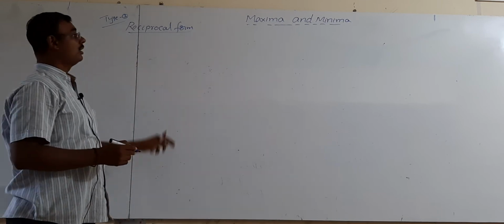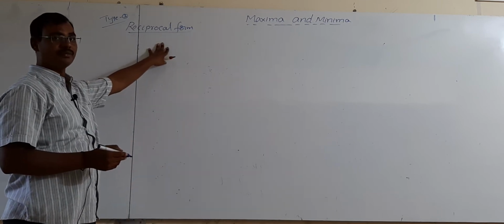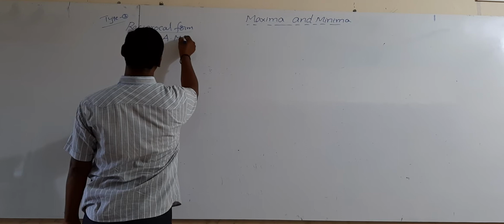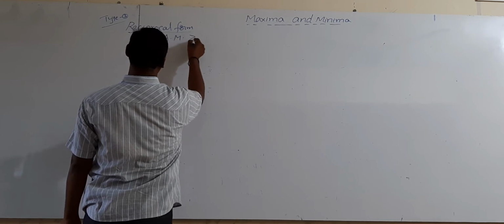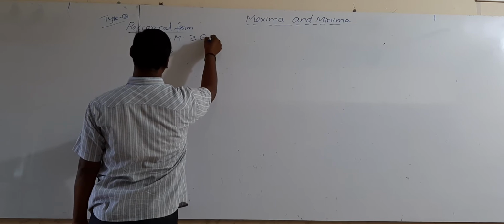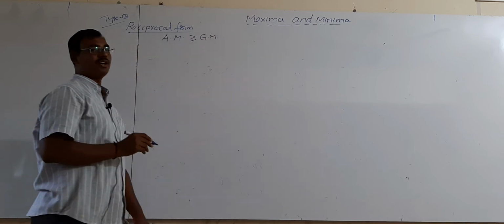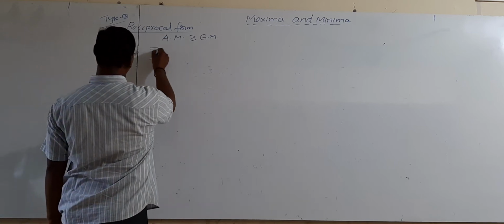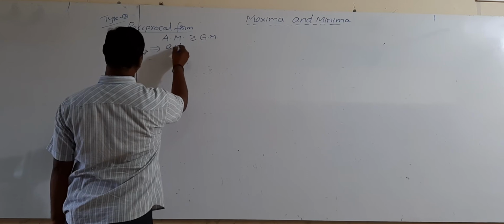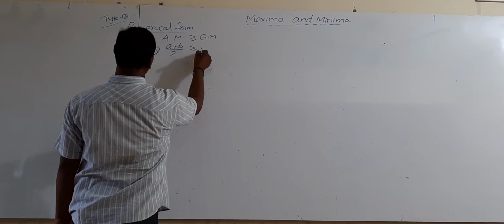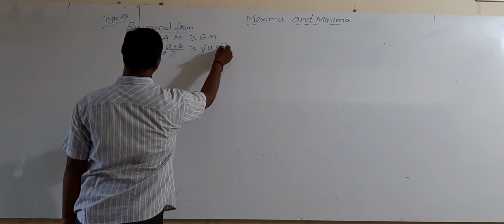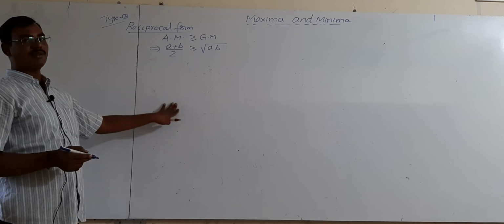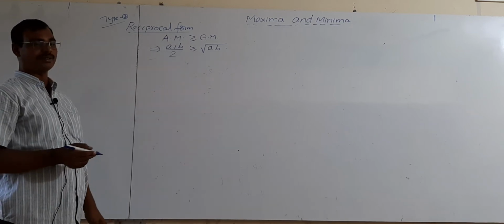So whenever you observe the reciprocal form in the question, to find the maximum and minimum value, we have to use the sequence and series concept. Arithmetic mean is always greater than or equal to geometric mean. We all know this result. What is the meaning of arithmetic mean? The average, a plus b by 2, is greater than or equal to square root of ab, the geometric mean. With the help of this we can find maximum or minimum values of reciprocal forms.